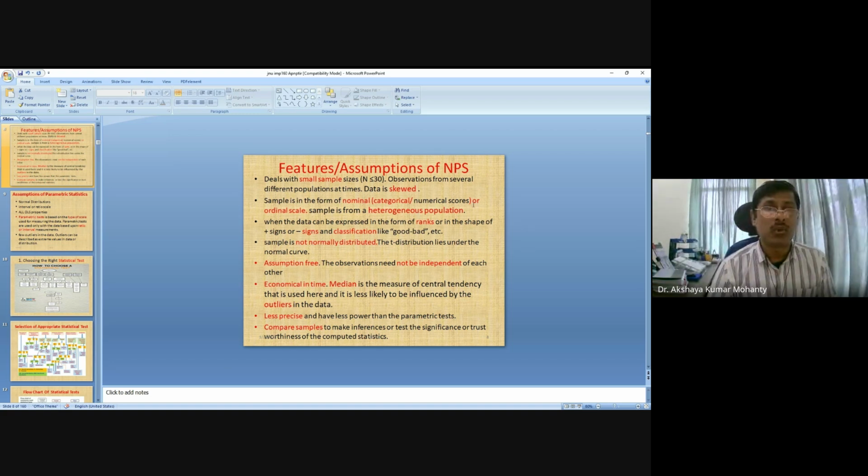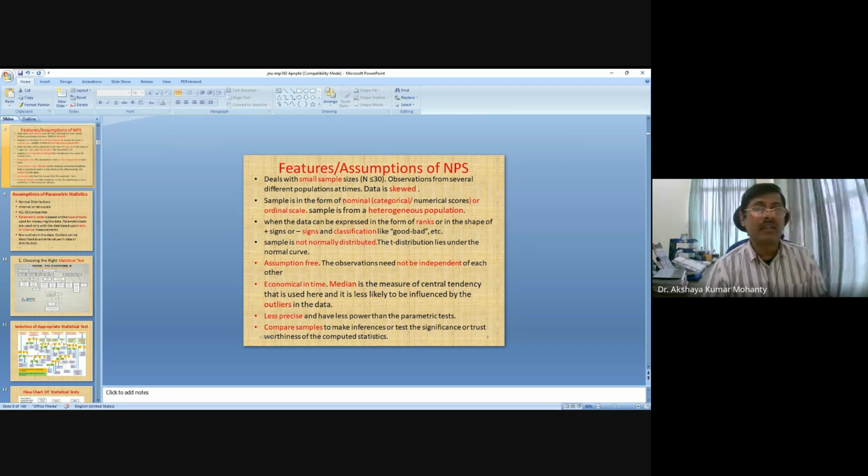Or numerical scores or ordinal scale. The sample is from a heterogeneous population. So these are the main things. That means it comes from a heterogeneous population, and it is in the form of either nominal data or categorical data, or numerical scores or ordinal scale. So these types of possibilities are there in the NPS.